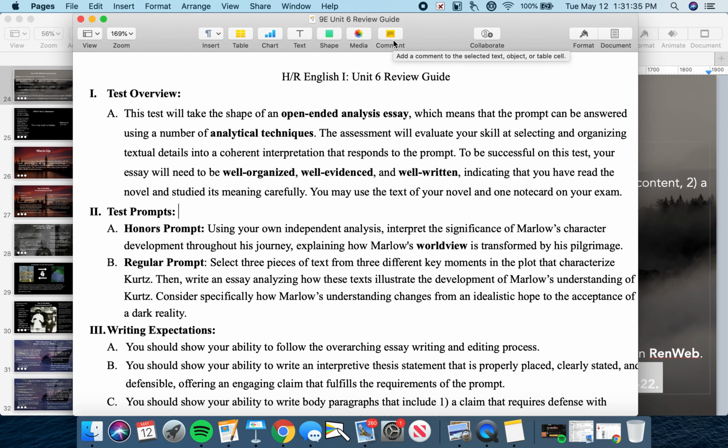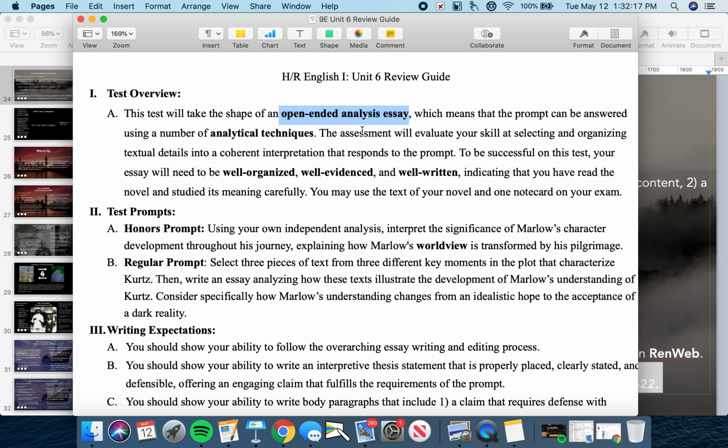First and foremost, this test is going to take the shape of an open-ended analysis essay. That means that there is a wide array of evidence and techniques that you can use to support your interpretive thesis statement. Ultimately, I am not evaluating the areas of the text that you take me to per se. You can take me to a wide range of areas of text and interpret them and connect them to your thesis. I am rather evaluating your skill at selecting and organizing those textual details into a coherent and well-reasoned defense of your interpretive thesis statement.